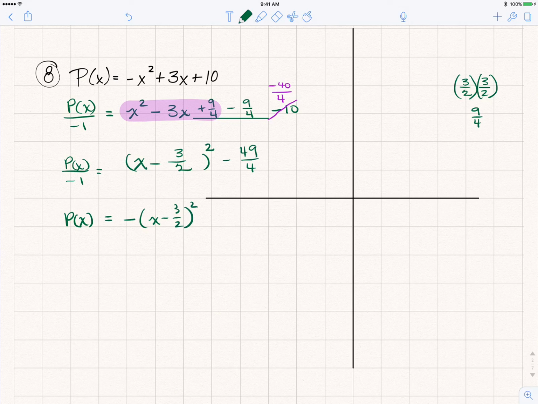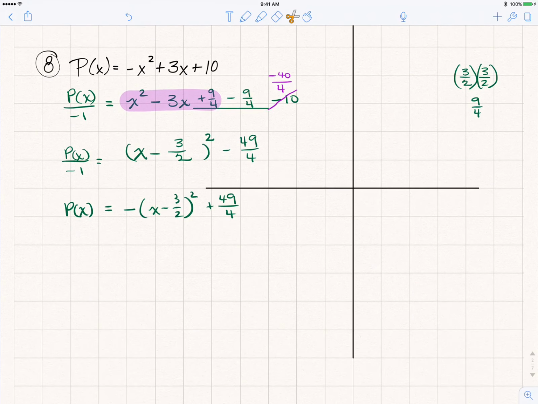No, you are not allowed to distribute there. And then go ahead and pass that -1 out to your fraction. So a -1 times a -49/4 is going to be a positive 49/4. And now you have taken your quadratic equation, which is what we were given originally, and you've turned it into a vertex form.